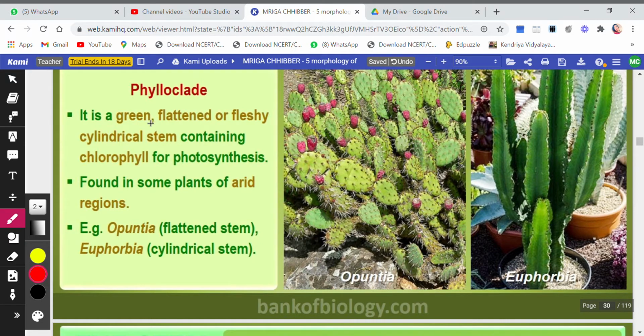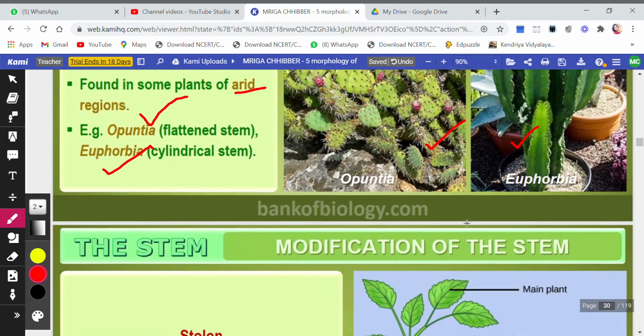Phylloclade is a green, flattened and fleshy or cylindrical stem which appears to look like a leaf, containing chlorophyll for photosynthesis, found in some plants of arid regions. Arid region means the plants which are present in xerophytic conditions where water availability is very, very less. Examples: Opuntia, flattened stem, and Euphorbia, the cylindrical stem. Both the pictures have been shown here.